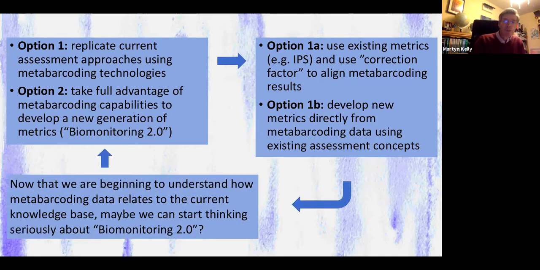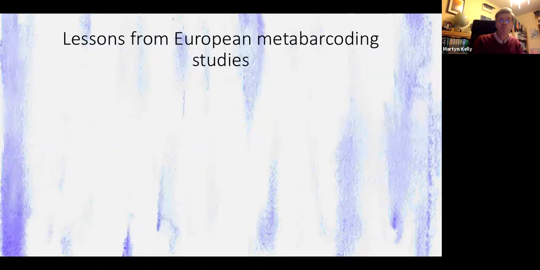I think this has been a very useful procedure, and I would say we are beginning to understand how metabarcoding data relates to the current knowledge base. So maybe now we are in a position where we can start thinking more seriously about biomonitoring 2.0 and opening up the full potential of metabarcoding as we go forward.